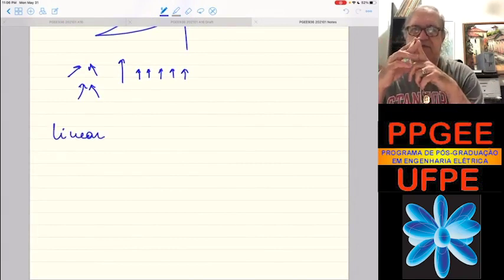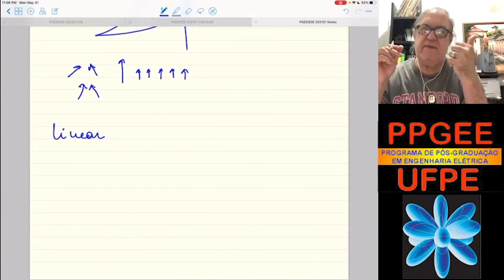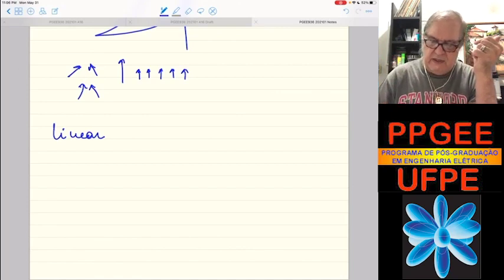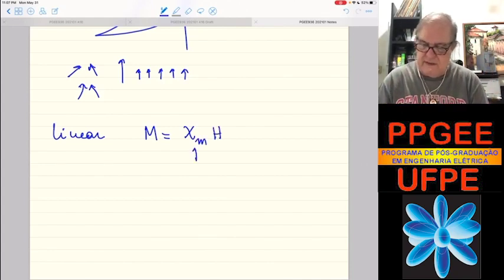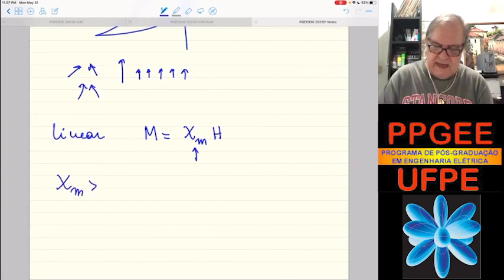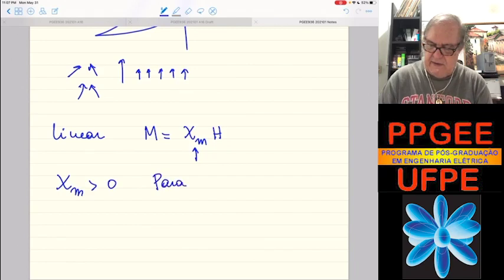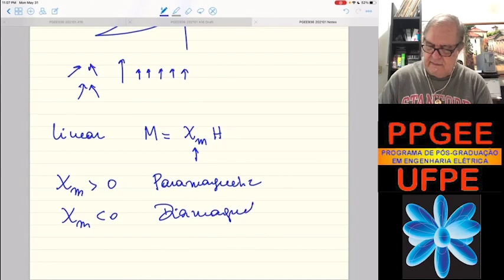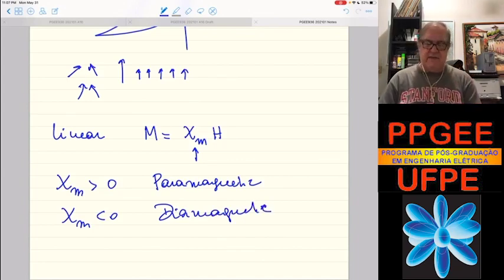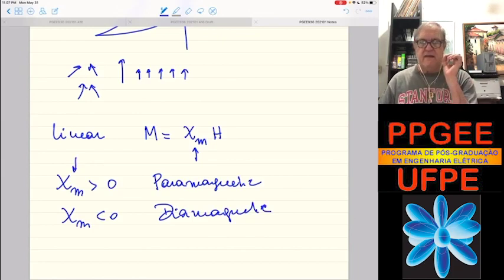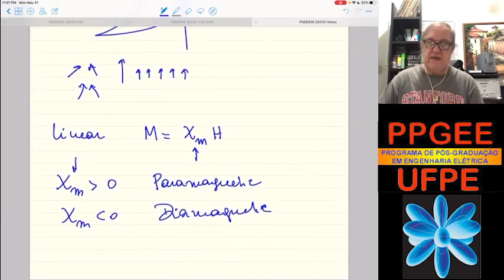So for linear media, M and H have the same physical dimensions: magnetization in ampere per meter, and the H field too. So for linear media, we have what's called the magnetic susceptibility, a dimensionless parameter. If the susceptibility is larger than 0, we have a paramagnetic material, and if negative, you have a diamagnetic material. In general, these numbers are very small. The chi-m is very small, either for para- or diamagnetic, but it is not 0.